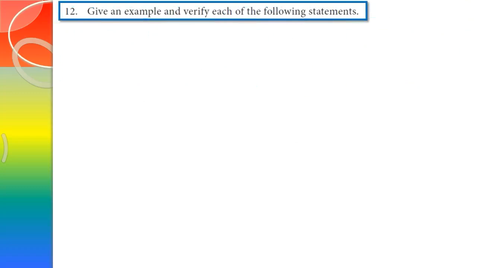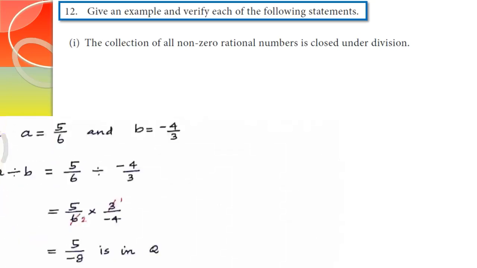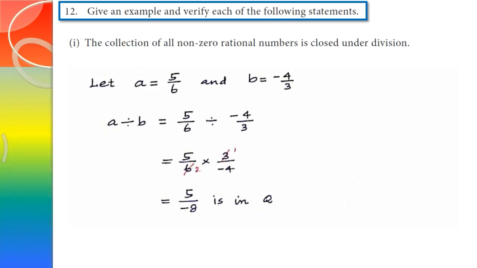Give an example and verify each of the following statements. Listen to statement 1. The collection of all non-zero rational numbers is closed under division. Already we learned the properties in the lesson. Recall the properties. Listen to the closed property. Let A equals 5 by 6 and B equals minus 4 by 3. Assume those numbers. That is the first one, closed property.